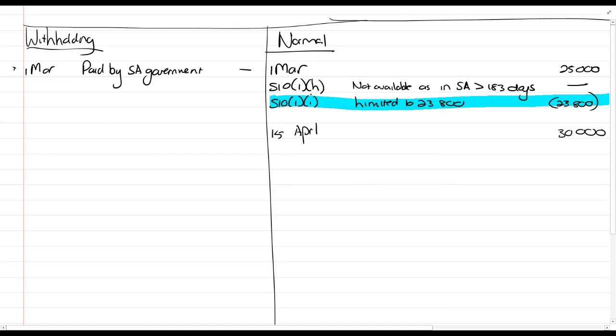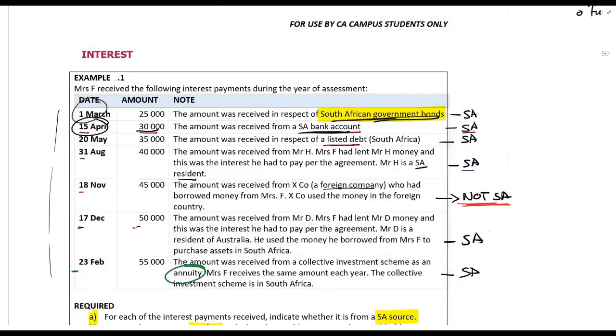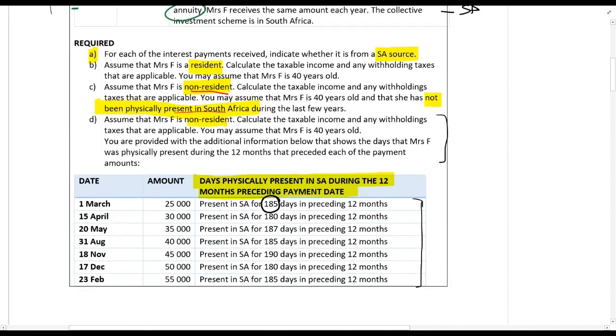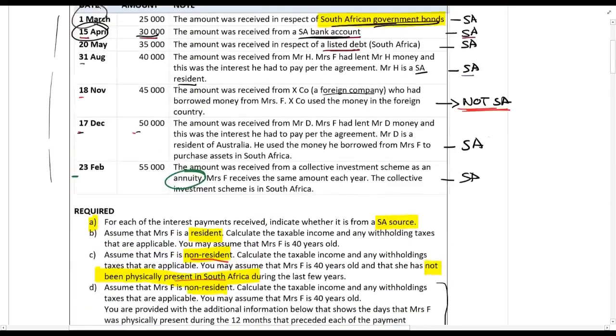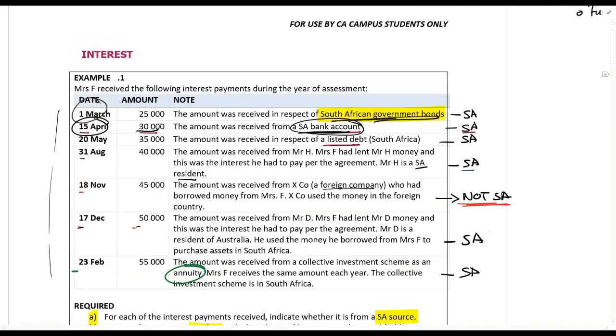Next one, 15 April, 30,000 received from a South African bank account. Section 10(1)(h) is the first one we have to consider. This person was in South Africa for 180 days. So less than 183, there's no permanent establishment, it's not an annuity, so section 10(1)(h) is available. Can you see? There we go. It's a normal rule. Let's go to our withholding tax on the 15th of April. This was paid by a bank account in South Africa, so it's exempt.